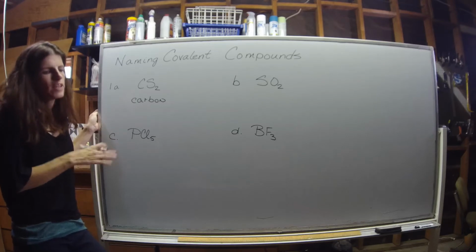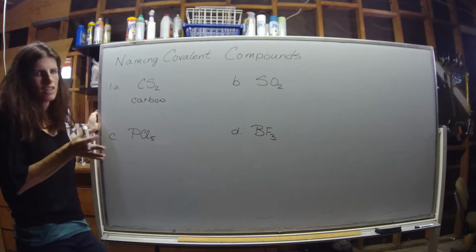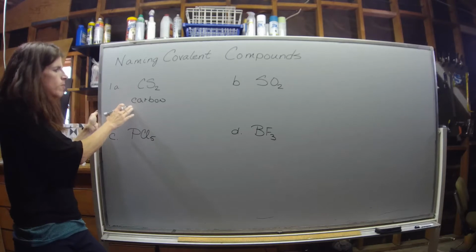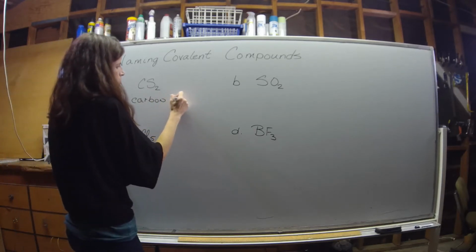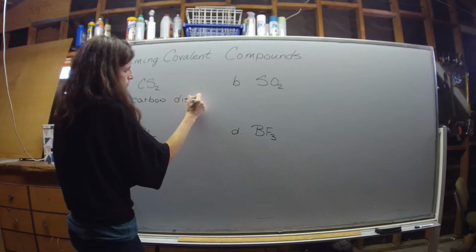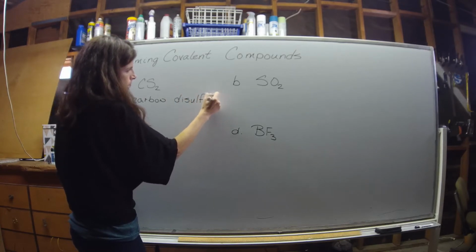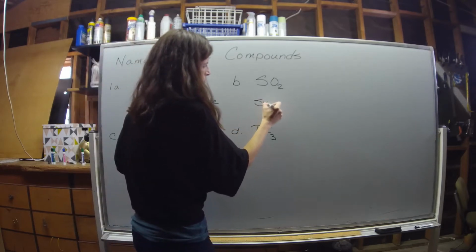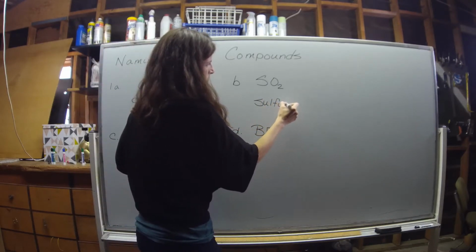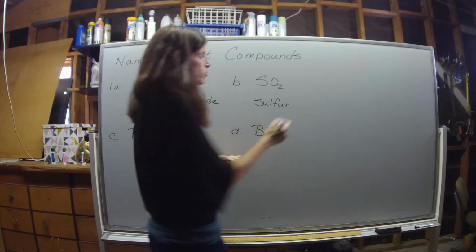Sometimes we use the mono. In general, the mono is just left out. So it's not monocarbon, it's just going to be carbon. And then we have two sulfurs, so we're going to do disulfide. On letter B, we have sulfur, just one, and then two oxygens, so we'll do dioxide.